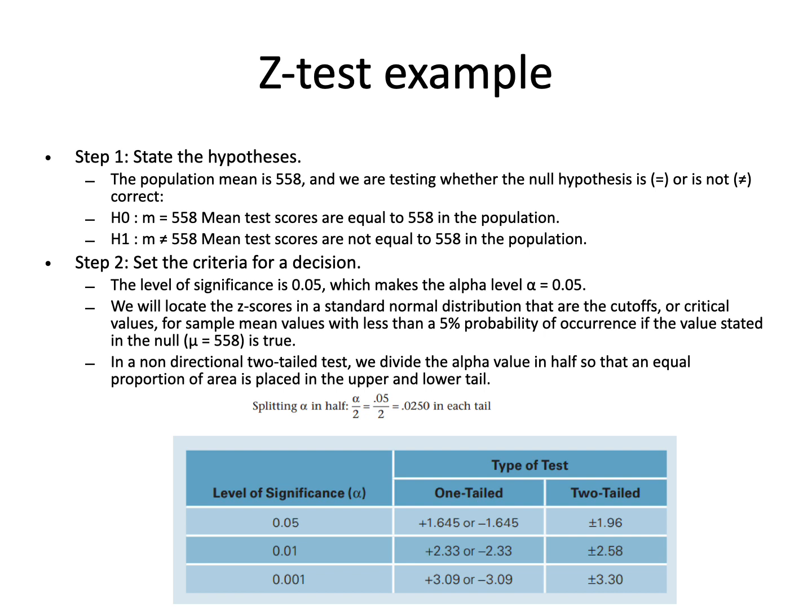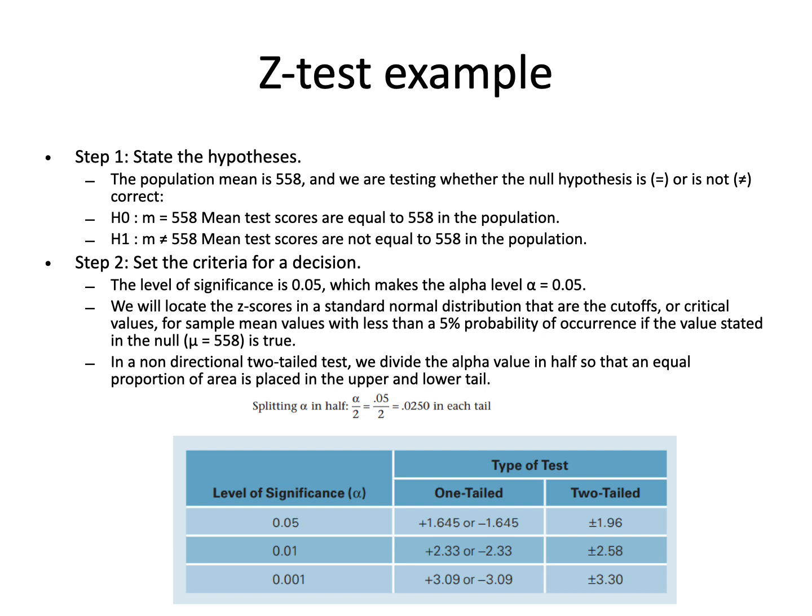So here the null hypothesis H naught is mu is equal to 558, that is, the mean test score is equal to 558 in the population, and our alternative hypothesis is that this is not correct, or mu is not equal to 558. That means the mean test score is not equal to 558 in the population.